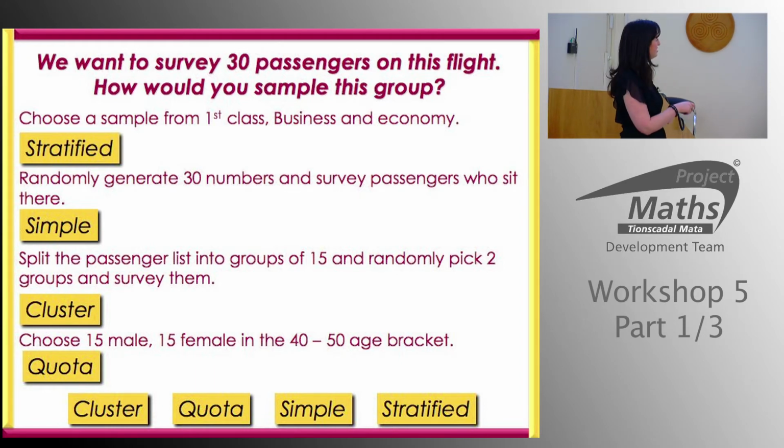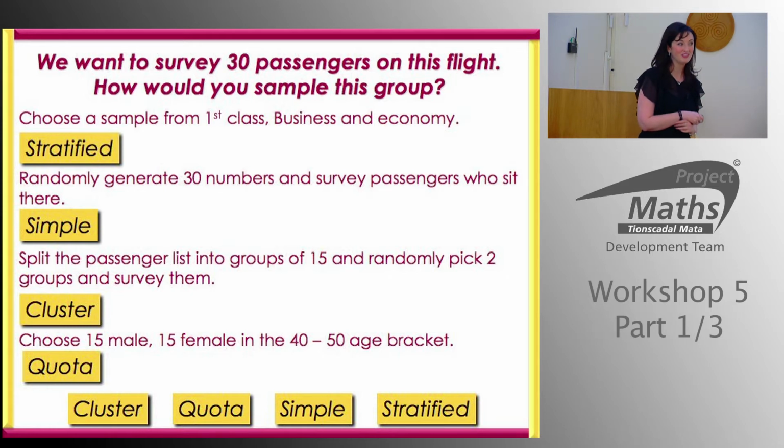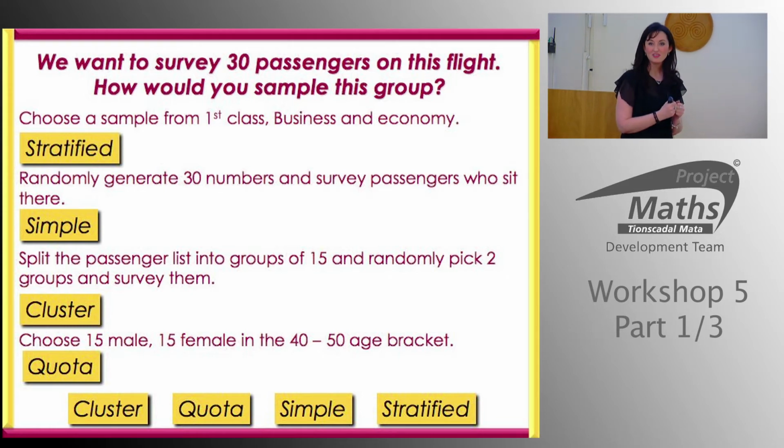Or I might decide, do you know what, this is going to be too long. I'm going to get the passenger list from the air hostess and I'm going to split it into groups of 15 and just randomly pick 2 groups and survey them. So what type would that be?